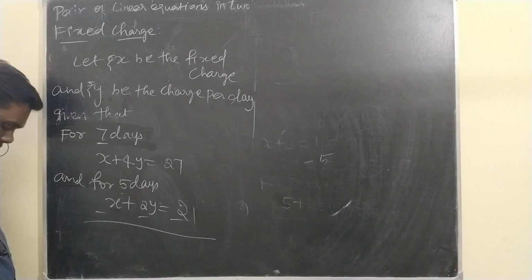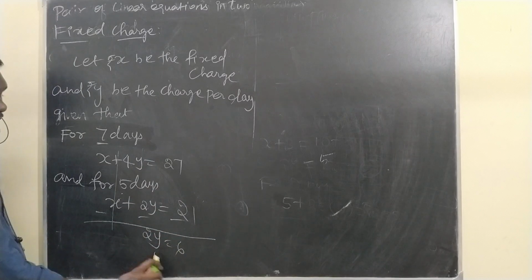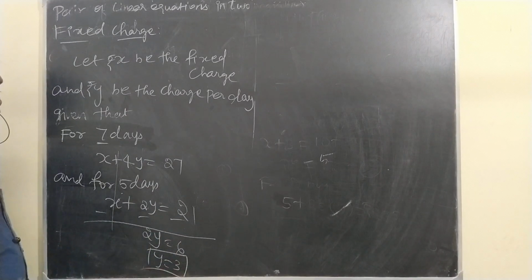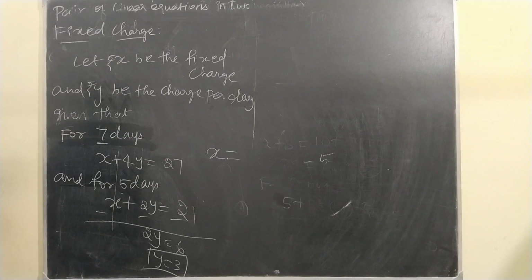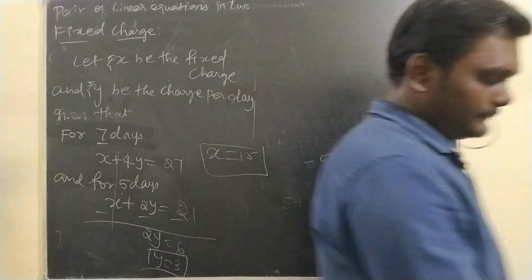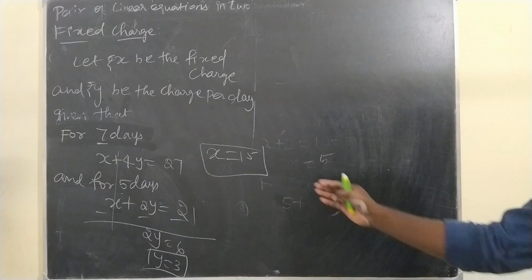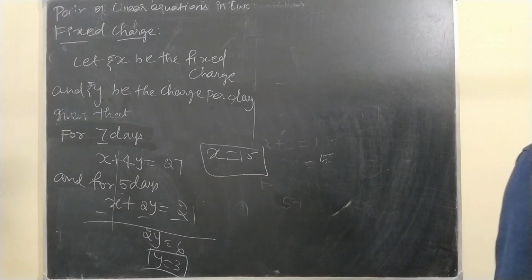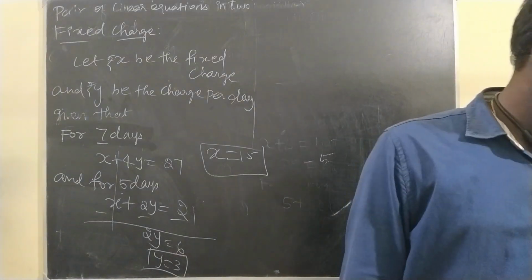That is it. Solving these two, I am solving in a short manner, you have to solve fully. So x will get cancelled. 4y minus 2y, 2y equals 6. y equals 3. When you substitute y equals 3, x equals 15. That is it. Any extra questions? No. So therefore, the fixed charge is rupees 15 and the charge for each extra day is rupees 3. Any doubts on this?